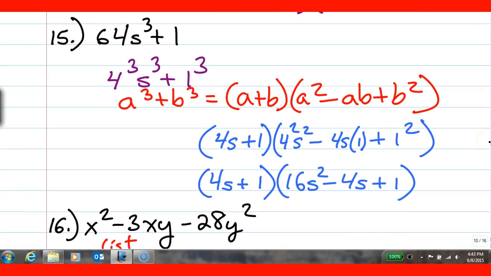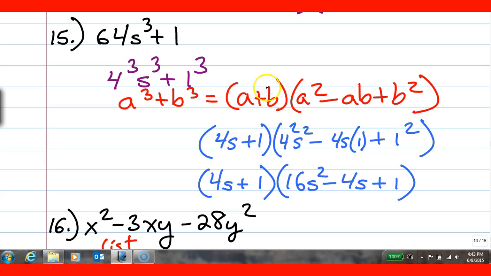Moving down to number 15, I have the same kind of problem here. This one, instead of being difference of squares, is now sum of cubes. I can see that I can take 64 and cube it. 4 times 4 times 4 makes 64. S to the third plus, now with the 1 I can also cube it because 1 times 1 times 1 still makes 1.